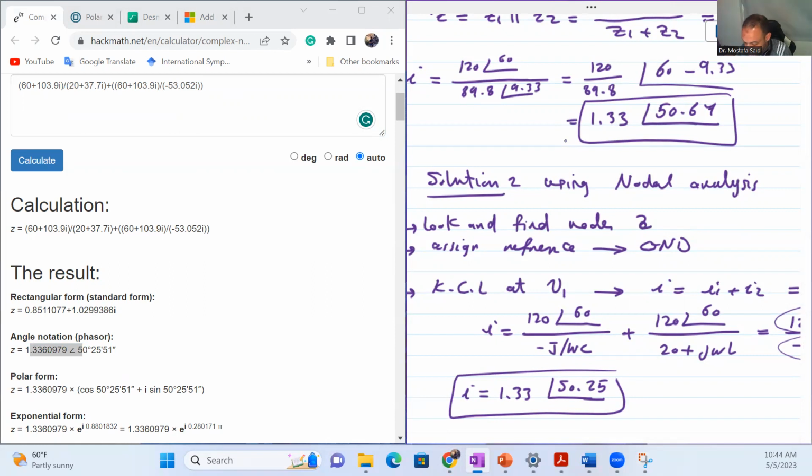That's perfect. So your homework now is to do the same circuit using mesh analysis.